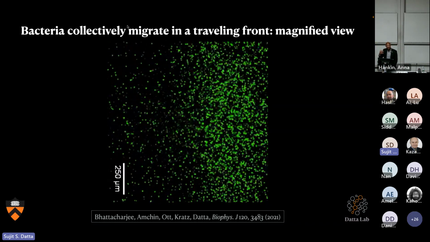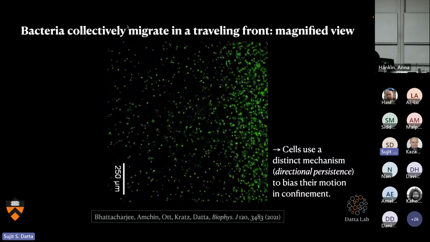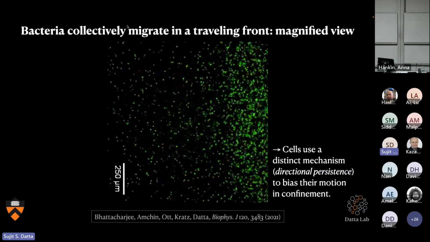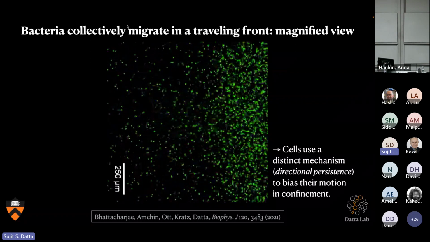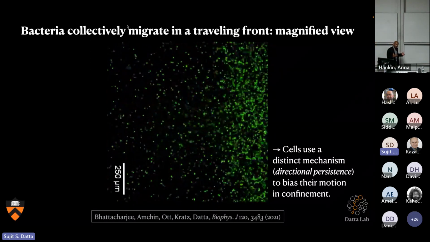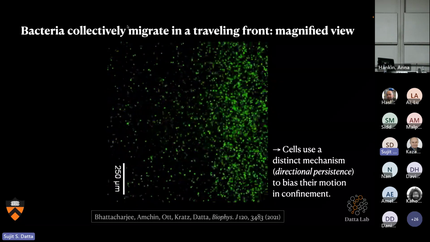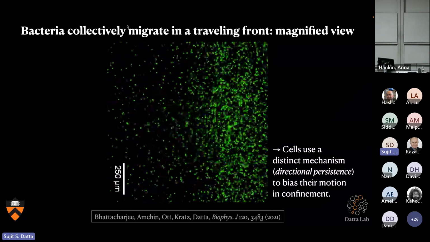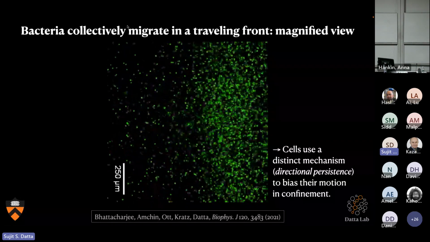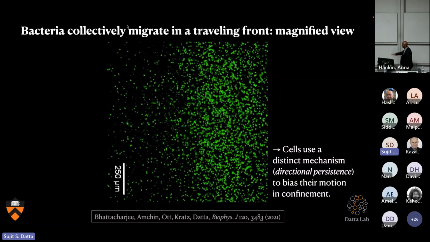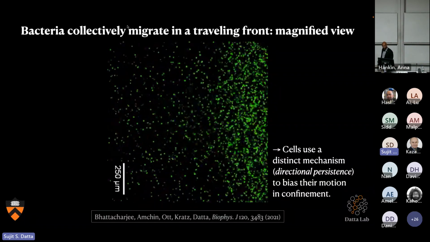Well, the answer is chemotaxis. So I'll point out that by tracking the individual cells, right, we were actually able to discover something interesting about biology. It turns out that the way the individual cells bias their motion in these crowded spaces is completely different to the way they bias their motion in bulk liquids. And I'd be happy to chat about that afterwards if you're interested.